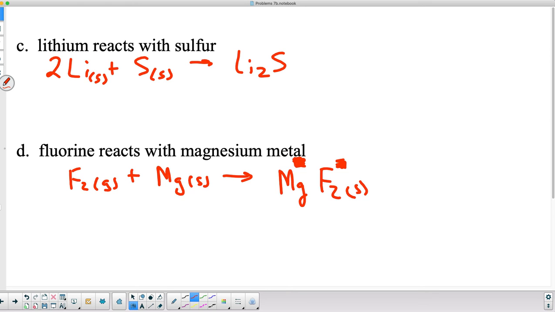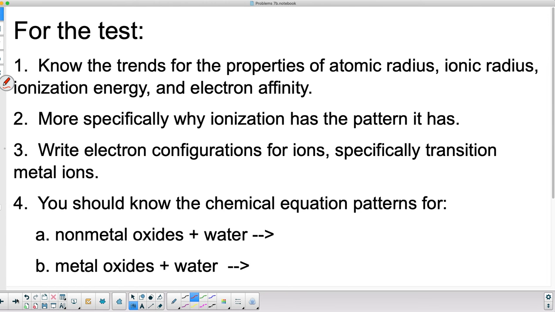Okay, now let's take a quick look for the test. Know the trends for the properties of atomic radius, ionic radius, ionization energy, and electron affinity, because that's what we go over in Chapter 7. More specifically, why ionization energy has the pattern it has, and electron configurations for ions, specifically transition metals, because the S sublevel is taken first. Okay, that's how we make ions for the transition metals. Everything else, you take the electrons from the last term or you add to the last term of the electron configuration.